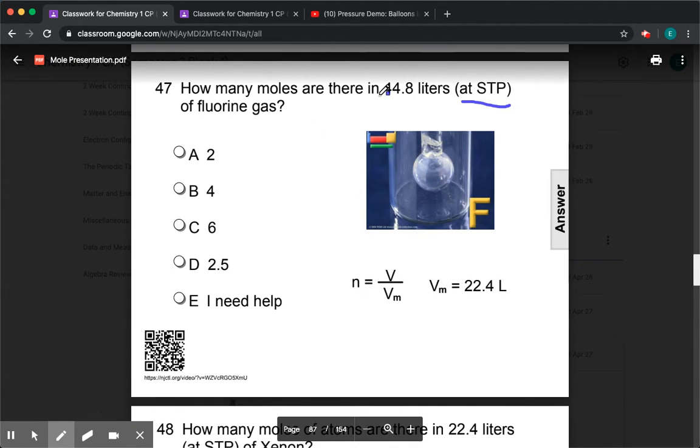So how many moles are there in 44.8 liters of this fluorine gas? So n is moles, V is volume, Vm is the 22.4. We are looking for moles, so we will leave the equation as is. So n is equal to, what is our V? Our V is 44.8.